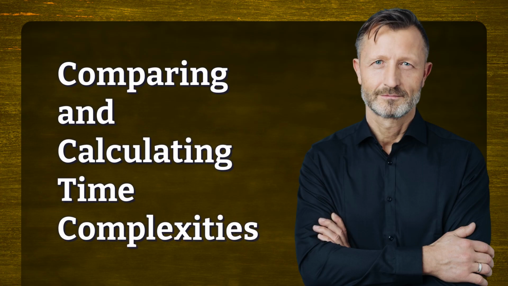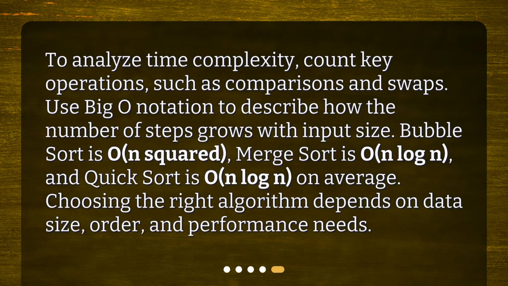Comparing and calculating time complexities. To analyze time complexity, count key operations such as comparisons and swaps. Use big O notation to describe how the number of steps grows with input size. Bubble sort is O of n squared. Merge sort is O of n log n. And quicksort is O of n log n on average. Choosing the right algorithm depends on data size, order, and performance needs.